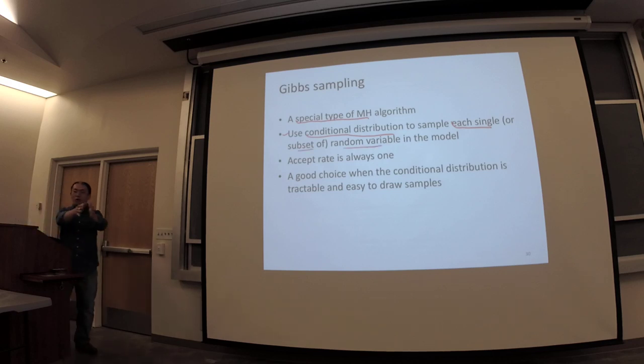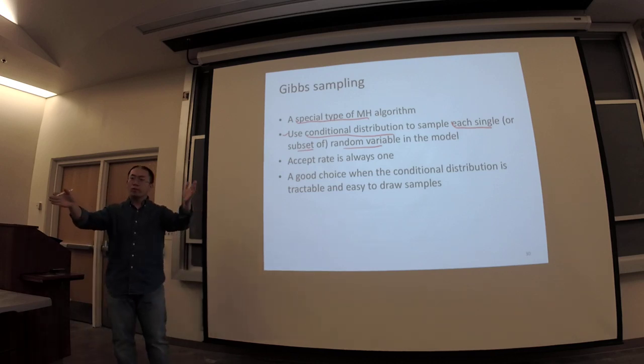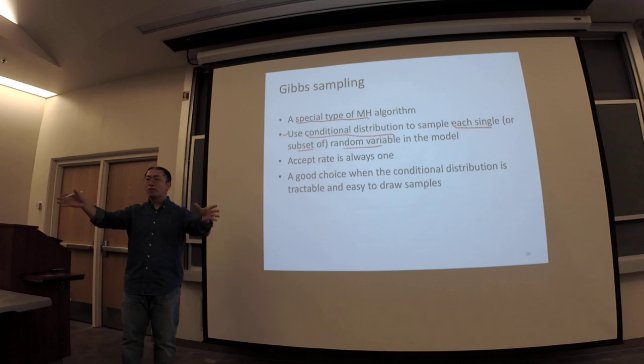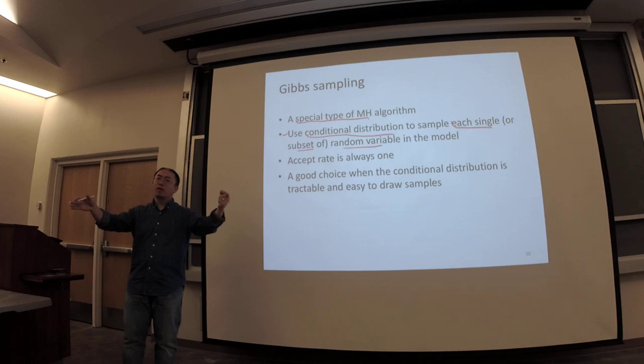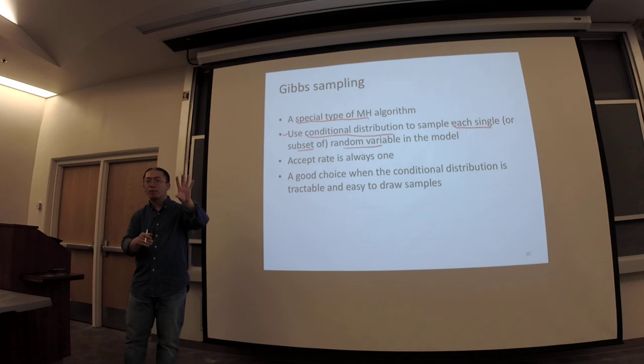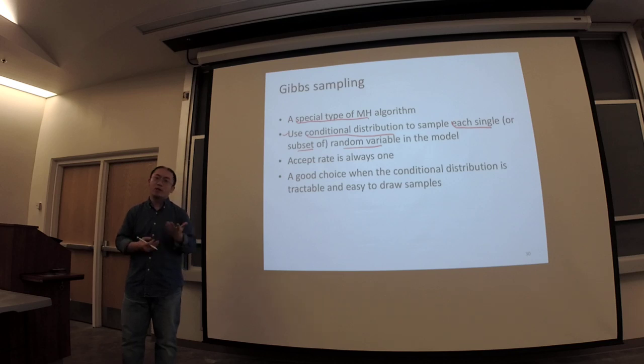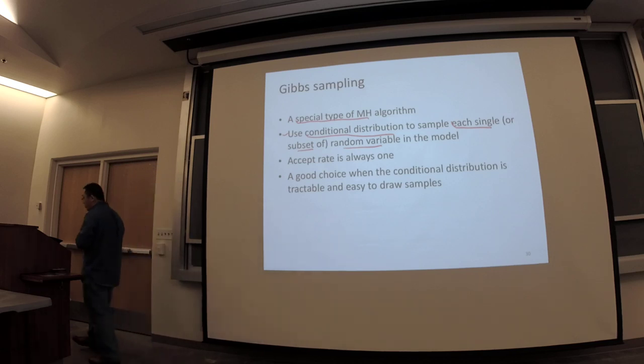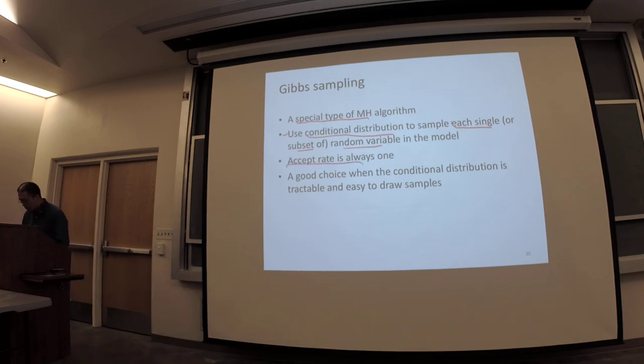So you partition all the latent random variables into different groups, or even partition them individually. Every time I sample one single variable or a subset of variables, given all the other variables fixed, using the conditional distribution. Then I fix this new sample of this variable and all the other variables to sample the next variable. We do it alternately. It's very similar to a mean field variational update. But mean field variational update will always leave some gap between your approximation and the true posterior. And Gibbs sampling doesn't have such an issue. It asymptotically converges to the true posterior. So the acceptance rate is always 1 for Gibbs sampling.